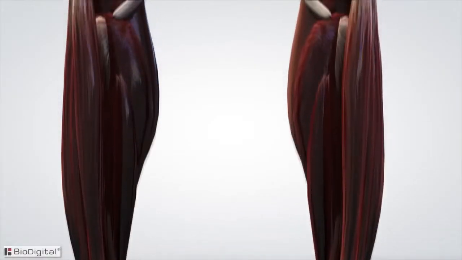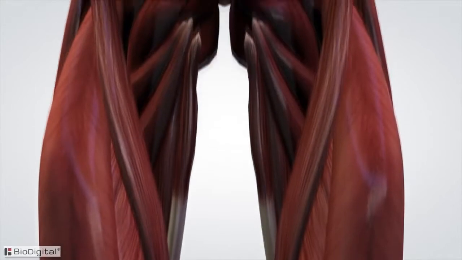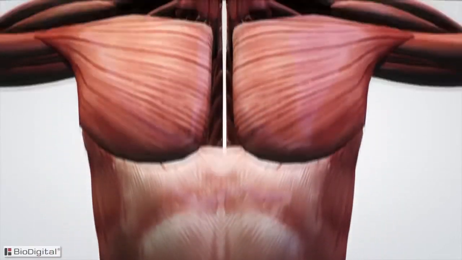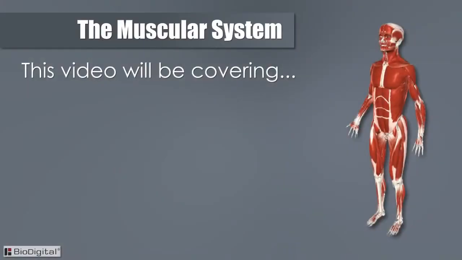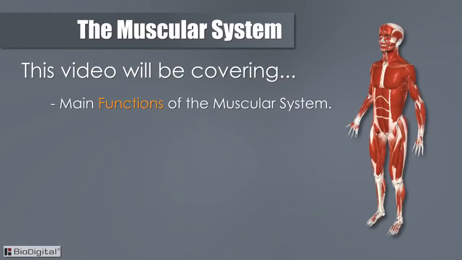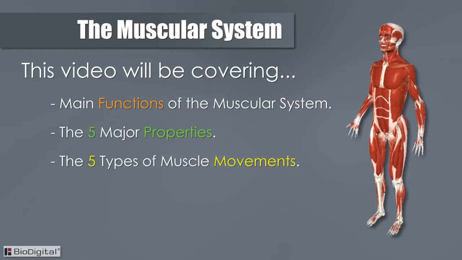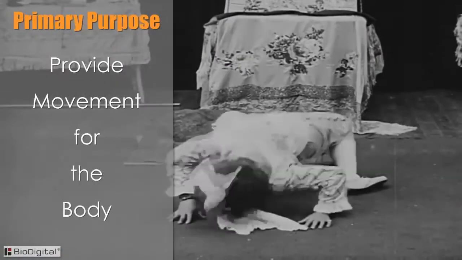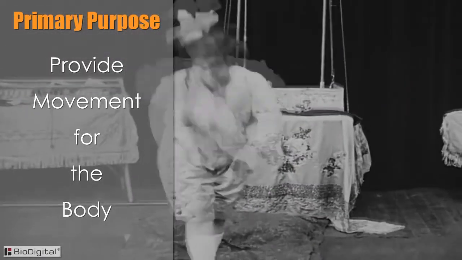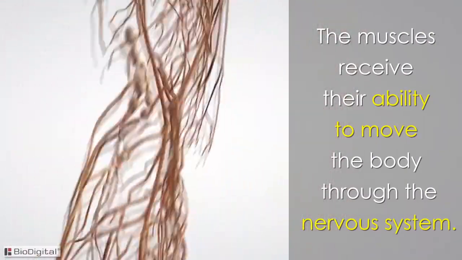The muscular system is made up of over 600 muscles. While we won't be covering all 600 individual muscles in this overview video, we will be discussing the main functions of the muscular system, the 5 major properties, the 5 types of muscle movements, 3 types of muscles, and how all of this works together to make up what we know as the muscular system. The primary purpose for the muscular system is to provide movement for the body. Now, these muscles receive their ability to move through the nervous system.